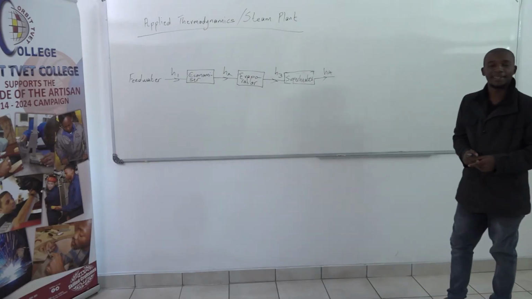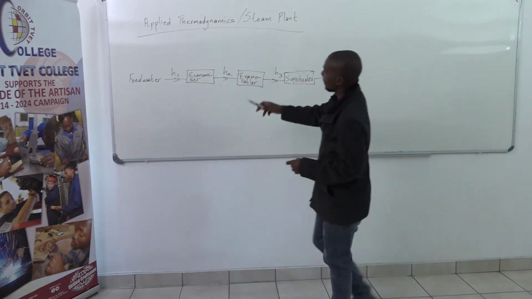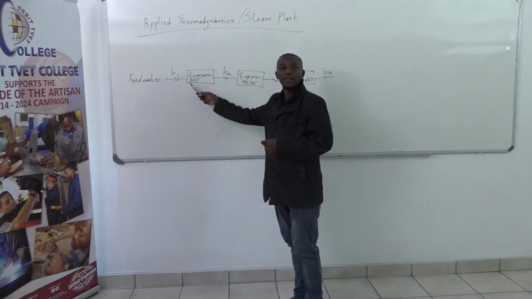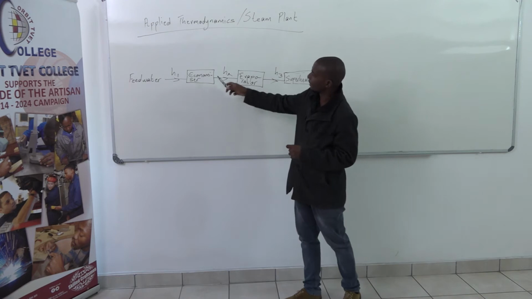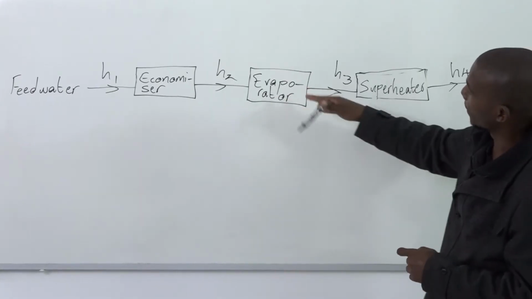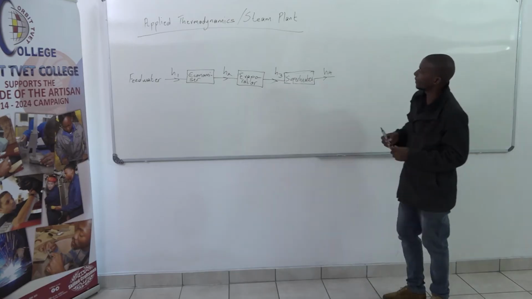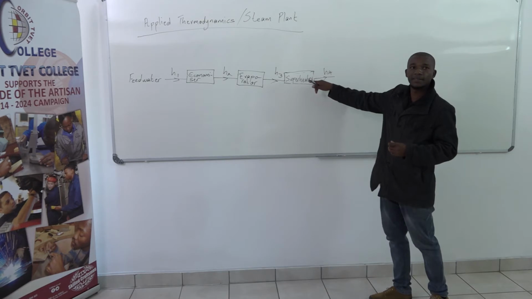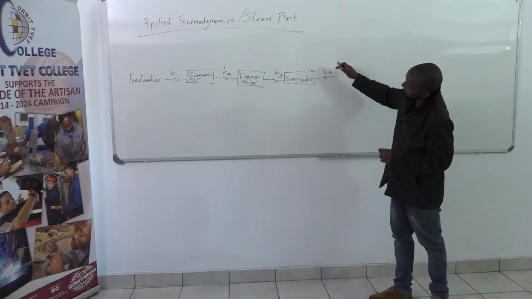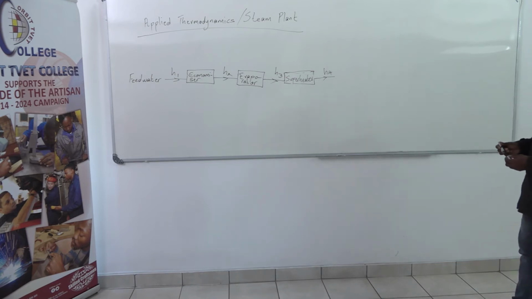Here's our simplified diagram of the steam plant. We have feed water entering the economizer at enthalpy H1, then it gains heat in the economizer and the enthalpy increases to H2. After the economizer it goes into the evaporator, its enthalpy increases to H3, and it gains heat again in the superheater. Then the enthalpy changes to H4. After the superheater, we have a superheated steam.